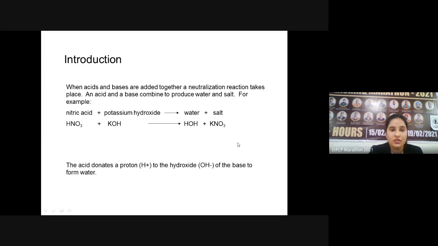When an acid and base are added, they neutralize one another and result in the formation of salt and water. So what happens is, for example, nitric acid is an acid. It neutralizes the base, which is potassium hydroxide, and results in the formation of salt and water. The acid donates protons and the base donates OH negative ions, which combine together to form water.